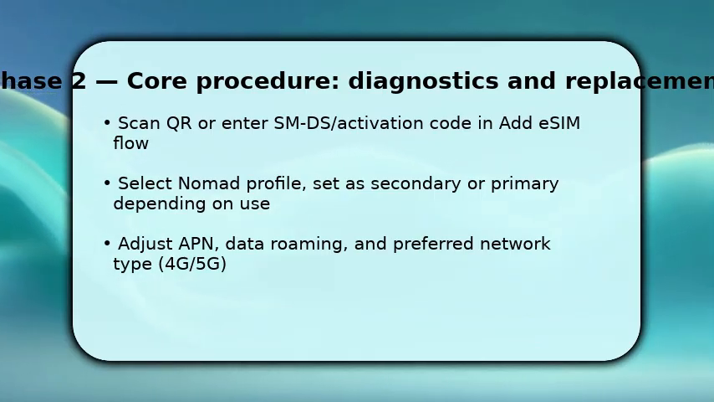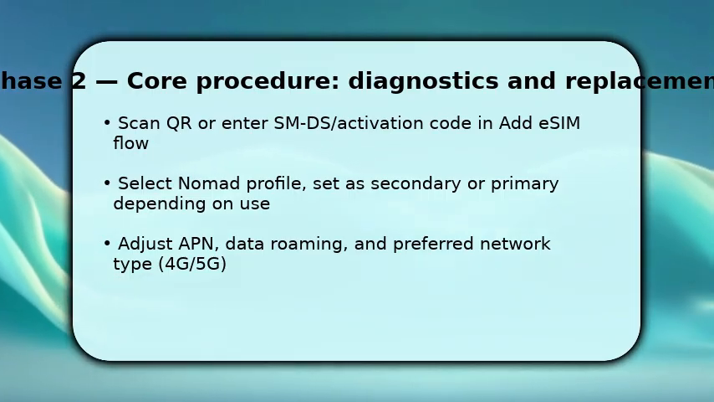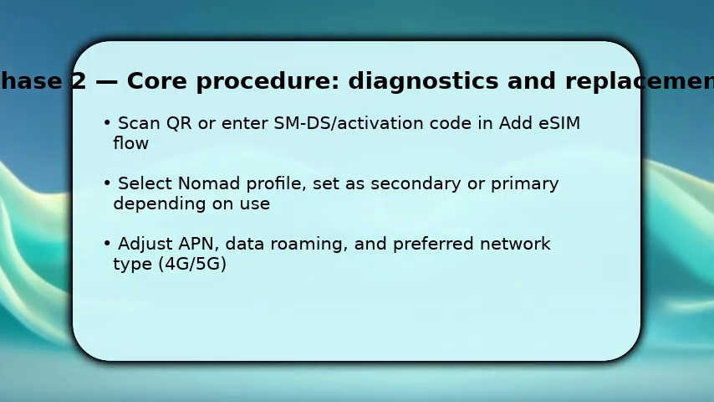Then confirm APN and network type settings. Why? Because correct APN ensures data and MMS work, and network mode determines speed and coverage.